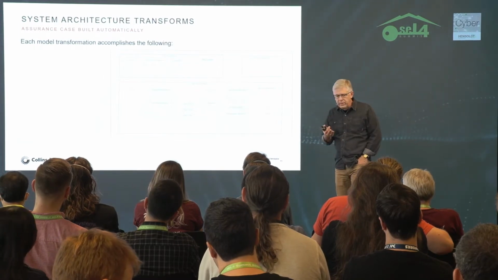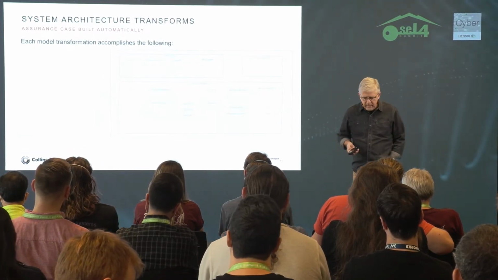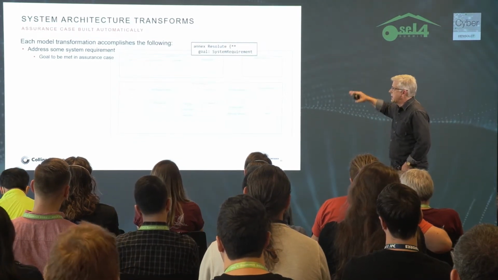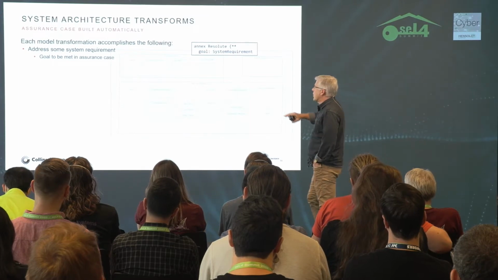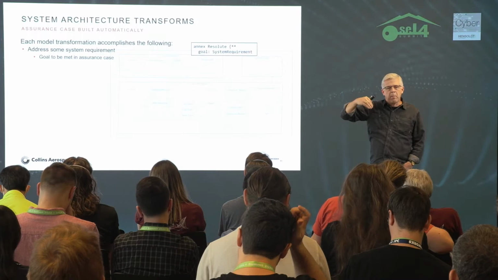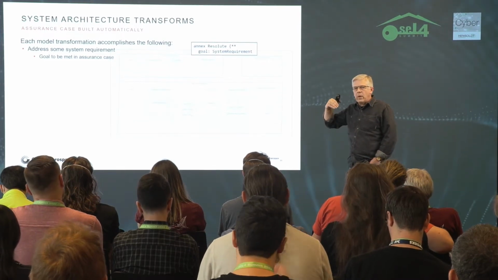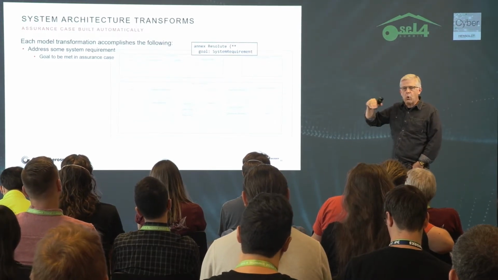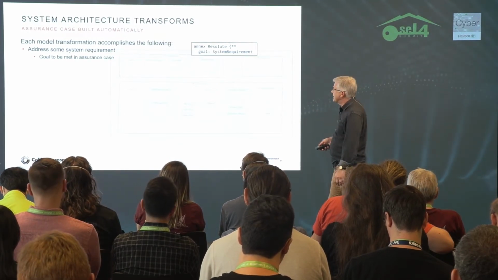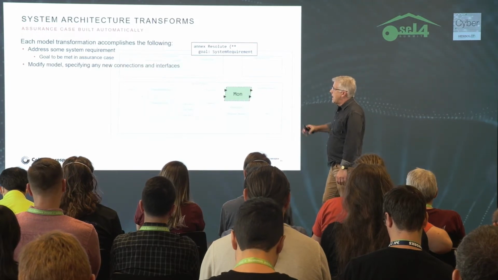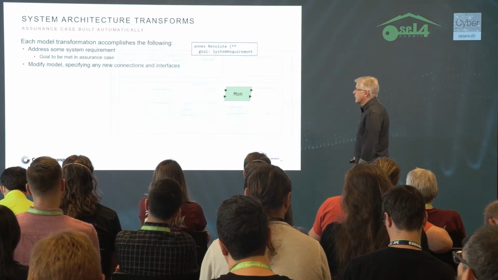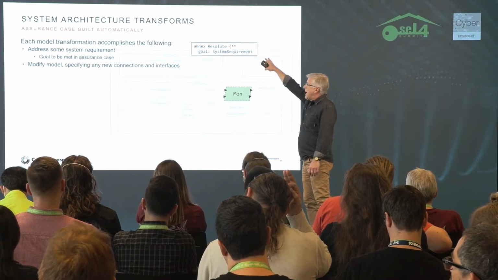Here's in more detail what those transforms are doing. Each model transform is accomplishing the following. So first, we want to address some system requirements. System requirements that come out of these other tools, we are importing into the model in the form of a GSN assurance case goal to be satisfied by the things that we do in our design process, okay? And then we modify the model from a library of available transformations to satisfy this requirement.